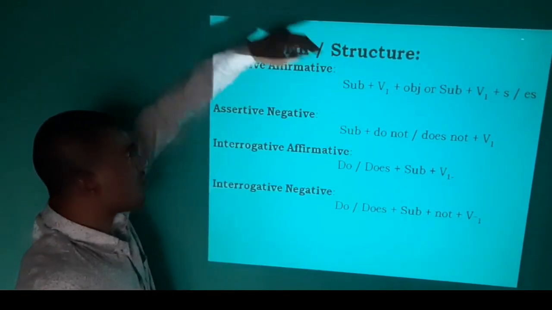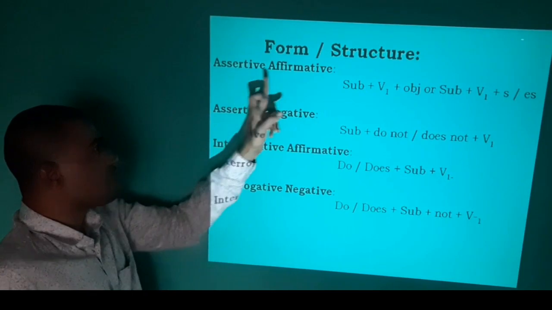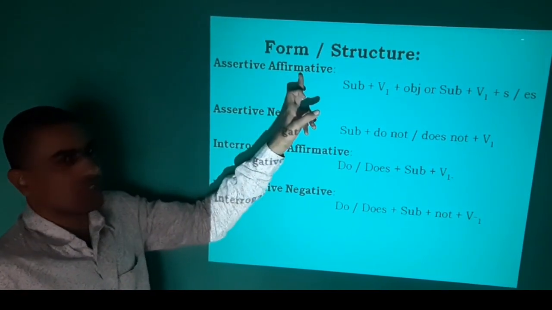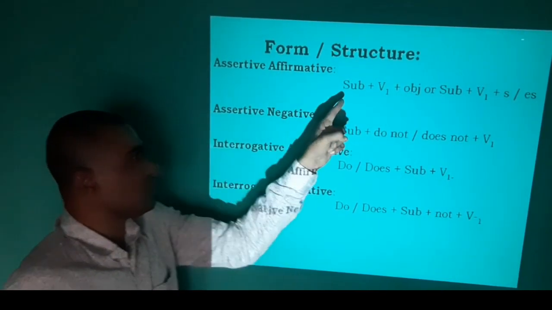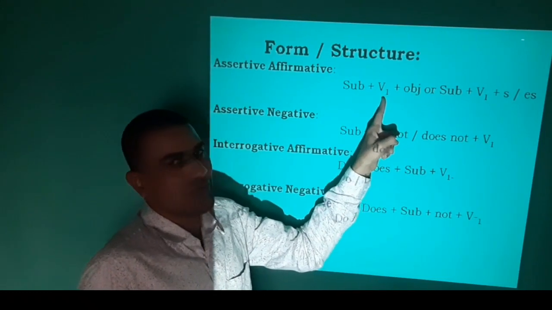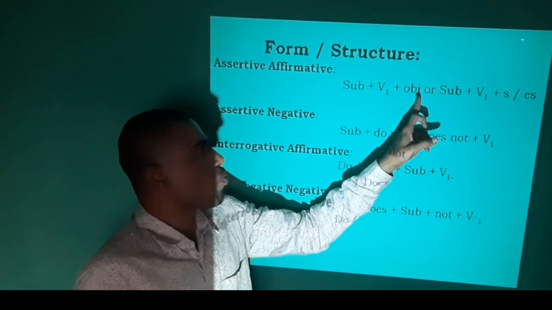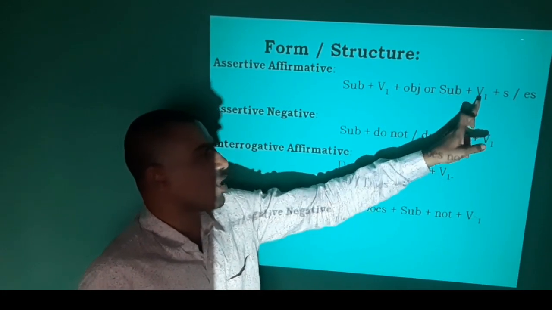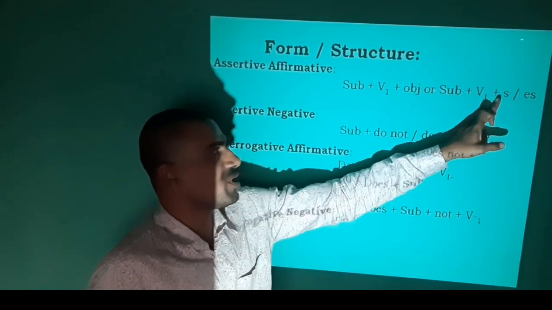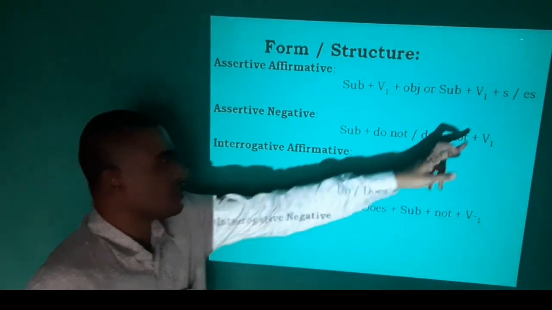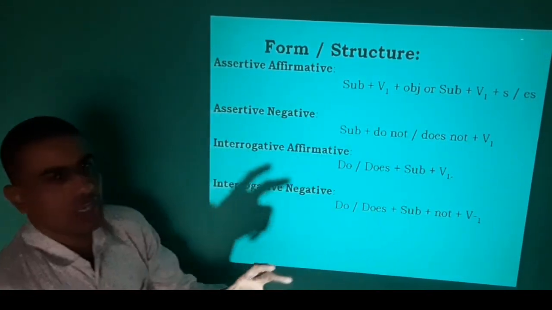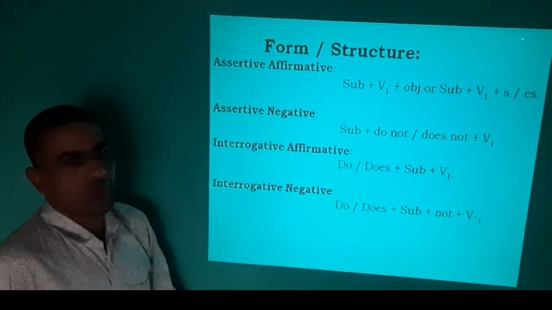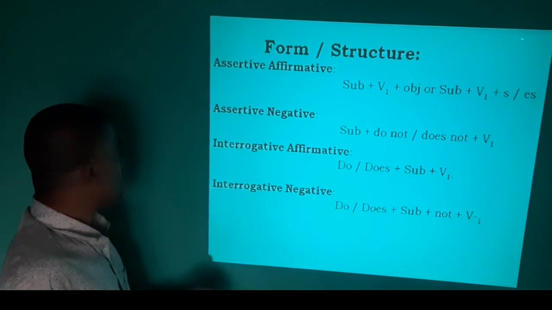And if you look at the form or structure, assertive affirmative, that is positive. We see subject, the first form of the verb or present tense form of the verb, object. Or subject plus first form of the verb plus S or ES form. This S or ES form we get in the third person singular, when you get he, she, it.